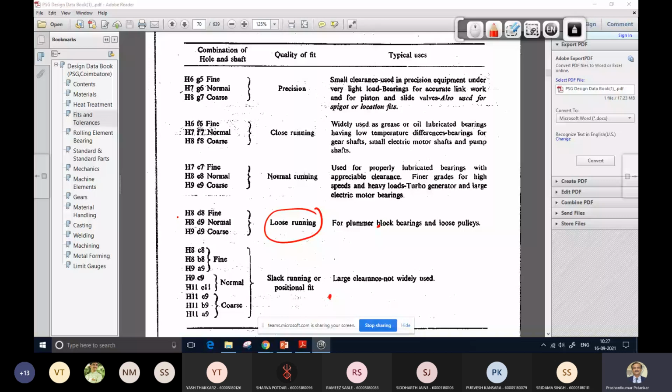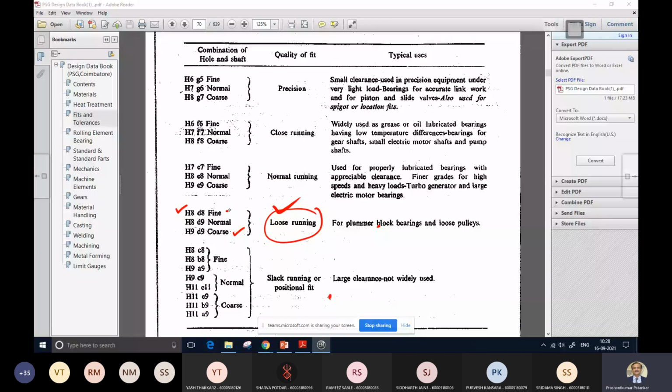Similarly, H8 D9 is going to give you a normal loose running fit. Then H9 D9 gives you the coarse loose running fit. So at the beginning, you have to specify what type of fit you are going to use. Normally we prefer the loose running fit. In that loose running fit, again there are three subtypes: fine, normal, and coarse. So anything is okay.